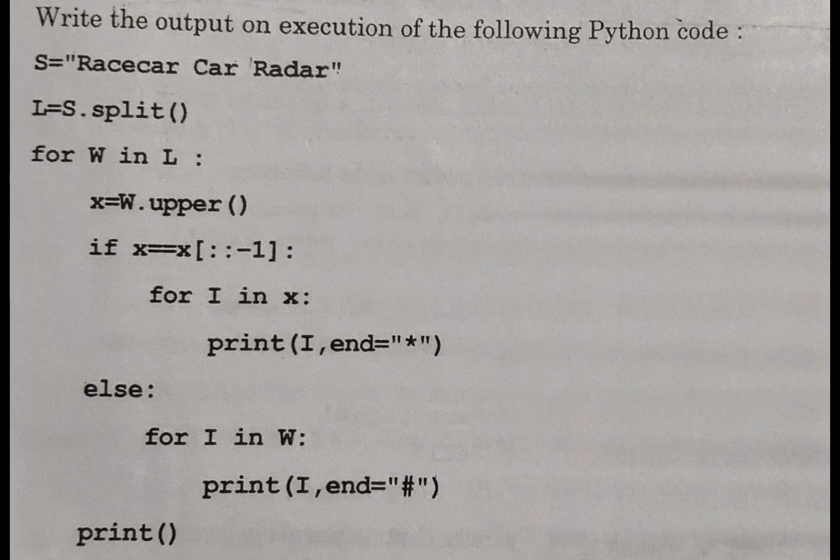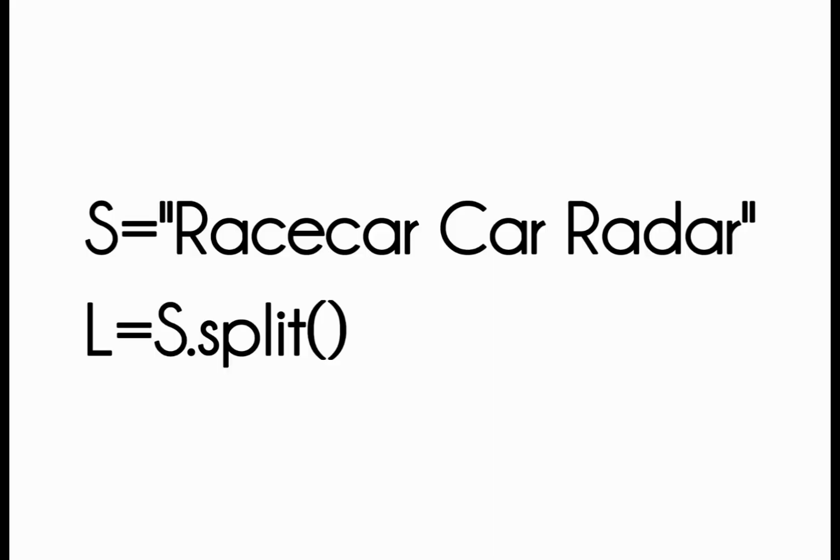So in the first line it is written that s is equal to "race car radar". S is the variable name here, and "race car radar" is the string on which we have to perform the whole program. And this is a string because it is written inside the double quotes, and this is stored inside the variable s. In the next line it is written L is equal to s dot split.